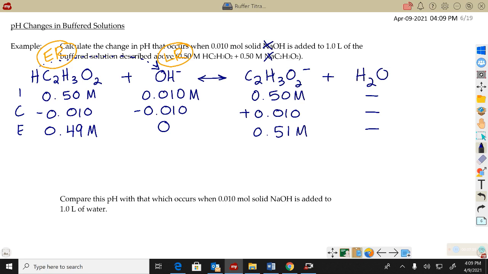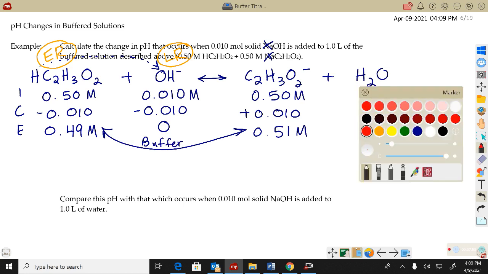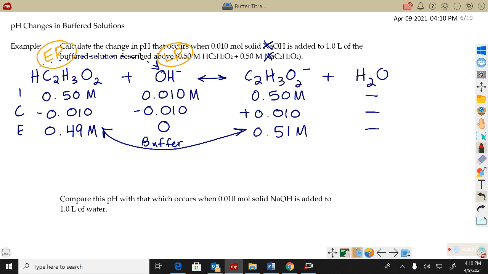Absolutely. We're going to be losing a little bit of my original weak acid, and I'm forming a little bit extra conjugate base. But that conjugate base, the acetate ion, is a weak base. I'll take that all day long in exchange for getting rid of the hydroxide, if my goal is to keep the pH steady. So now once we do this buffer stoichiometry, which is not all that bad, right, I still have a buffer. I still have the weak acid and I still have the conjugate base. It's just that I have to do this little ICE table to figure out what the new concentrations are.